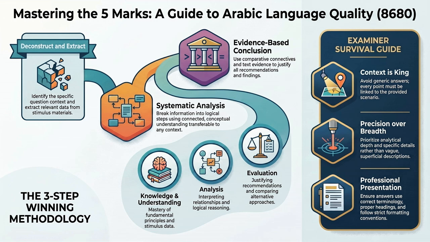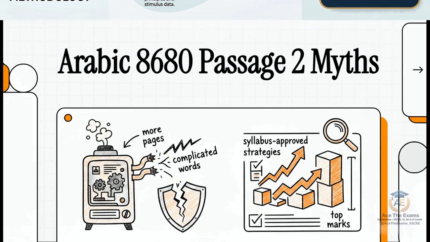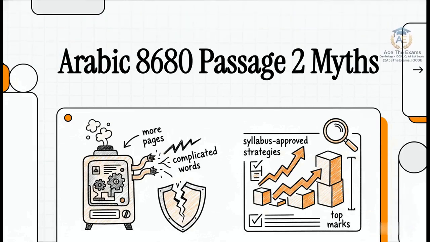Welcome to the testing laboratory. I am your lead tester, and today we are running a highly classified, incredibly high-stakes explainer. What we're doing right now is stress testing those viral internet study hacks against the brutal, absolutely uncompromising reality of the Cambridge AS and A-level Arabic language mark scheme. Specifically, we are putting syllabus code 8680 directly under the microscope.